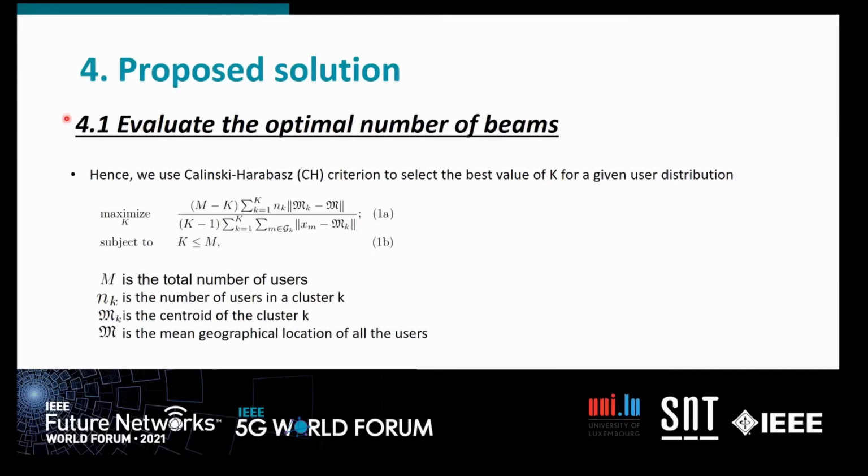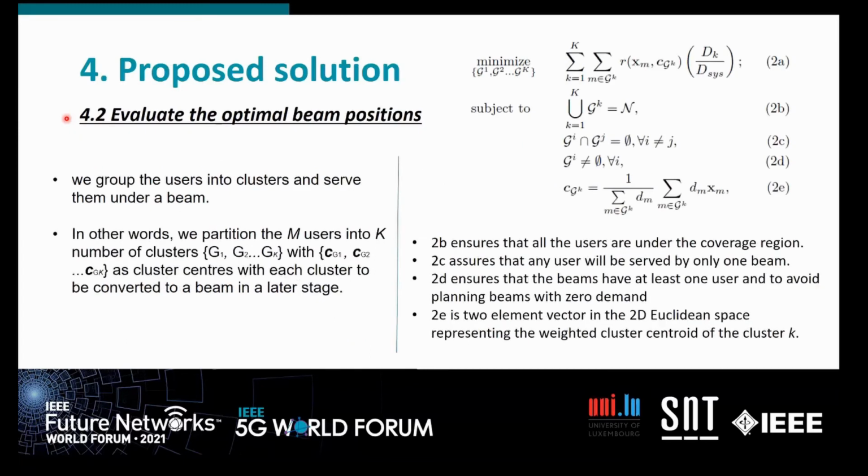Accordingly, to evaluate the optimal number of beams, we propose the CH criterion to select the best value of K for a given user distribution. The optimization problem in equation 1a is called the CH criterion. Any value of K that maximizes the CH criterion is an optimal number of beams, where M is the total number of users, N_K is the number of users in cluster K, M_K is the centroid of cluster K, and M is the mean geographical location of all the users. Once we know the optimal number of beams, we evaluate the beam positions.